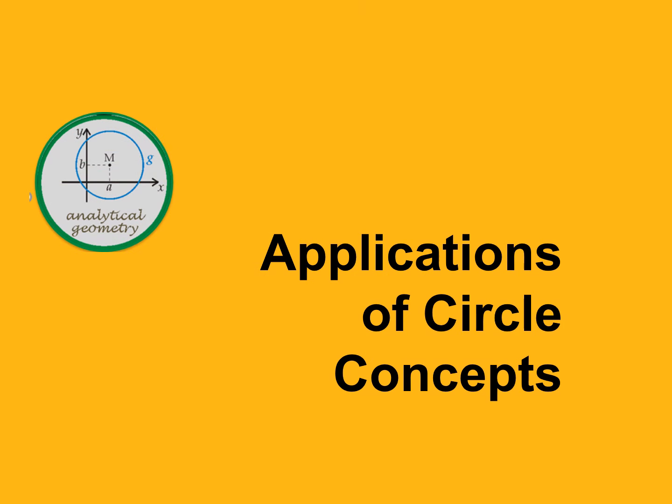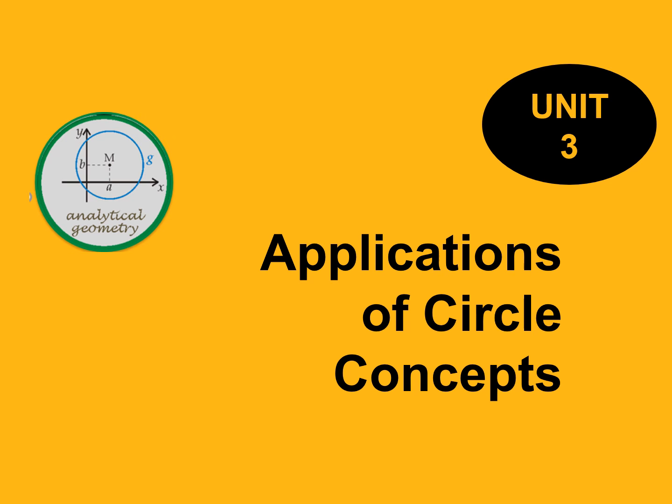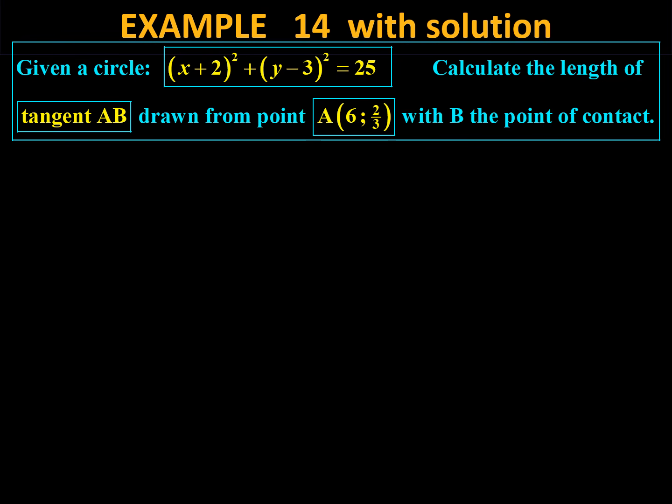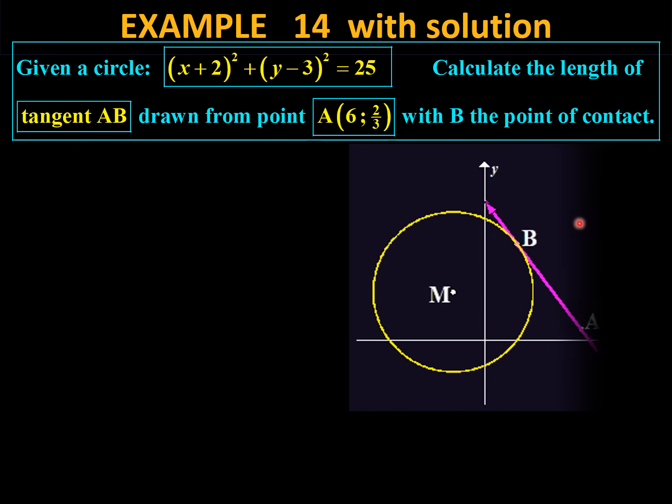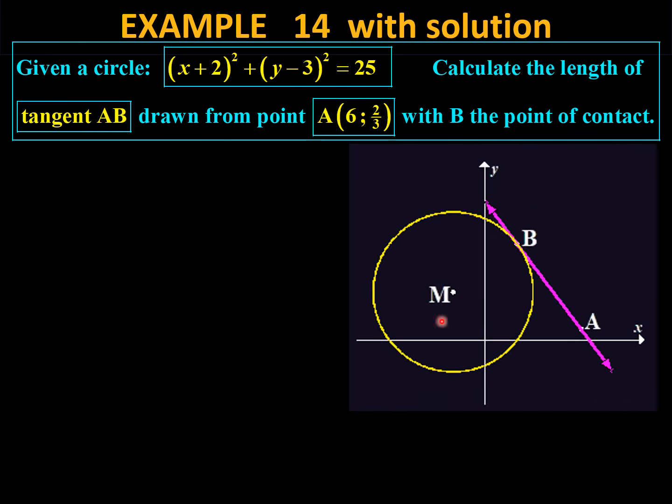Now we introduce some problems and just apply these concepts of circles that we just illustrated to you in the previous slides. Let's consider the following example. We have a circle with a given equation, and we want to calculate the length of the tangent. And this tangent is drawn from point A to B. Let's look at the diagram. So there's the circle, and I want the length of AB. A is given, so if it's not in your sketch, make sure you've inserted it in the sketch. Now what do we know from that?